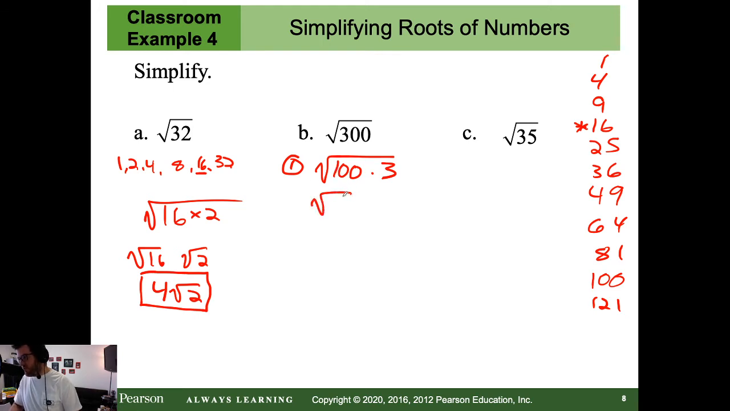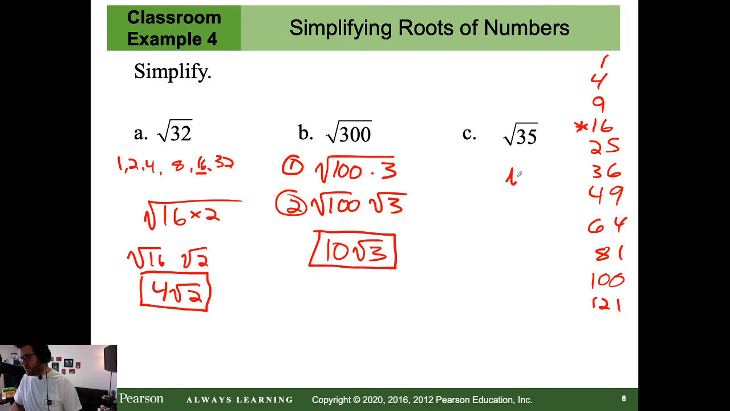Simplified, square root of 100 times the square root of 3, square root of 100, so that's step 2. Square root of 100 is 10 times the square root of 3. So this is your answer. I'll give you a hint, this one can't simplify. So 35 divided by 25 is not a perfect number. 35 divided by 16, 9 doesn't go into 35, 4 doesn't go into 35, 1 does. So this is as far as you can go on that one.